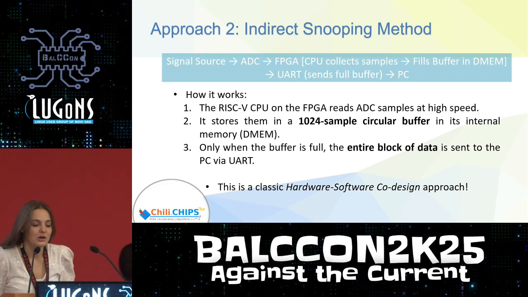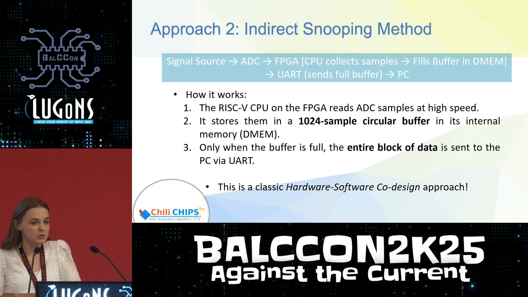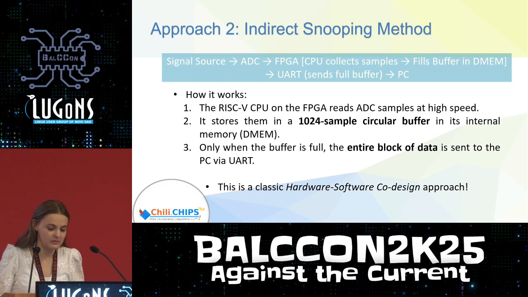Yeah, so obviously that didn't work. So what should we change? We have the CPU on the FPGA, so why not use it? So this is the new flow chart. It's simple. There's a sampling from ADC to the FPGA.